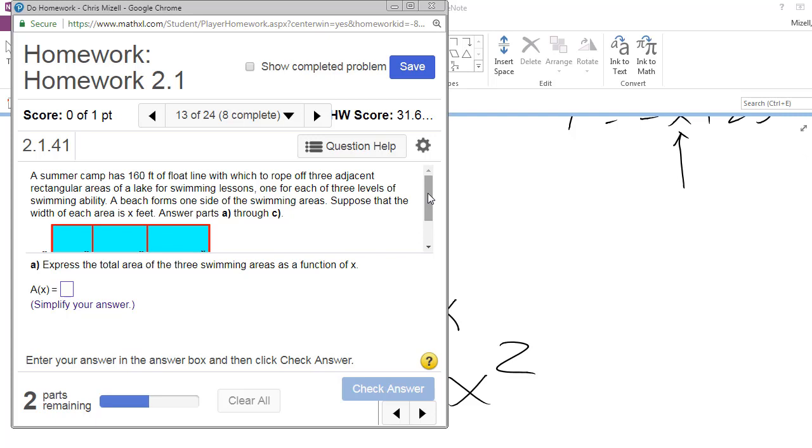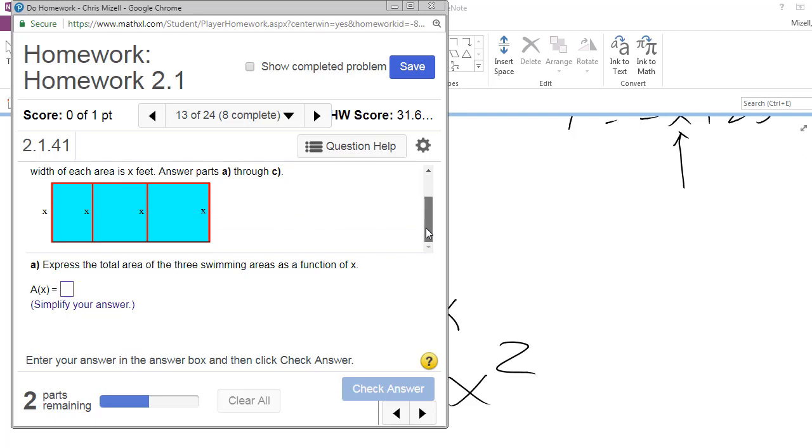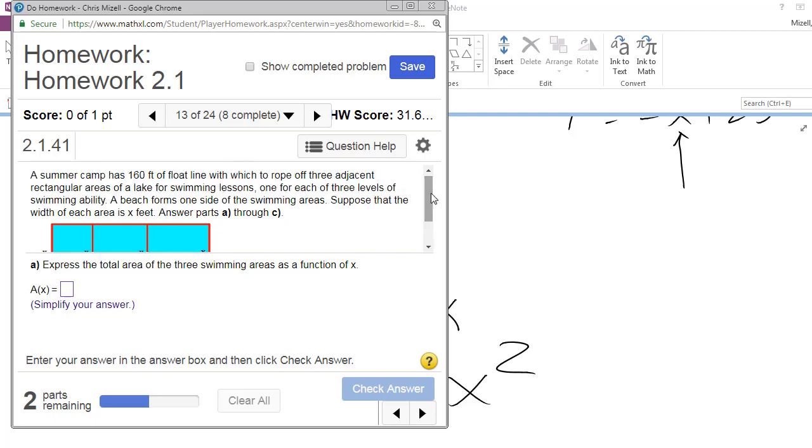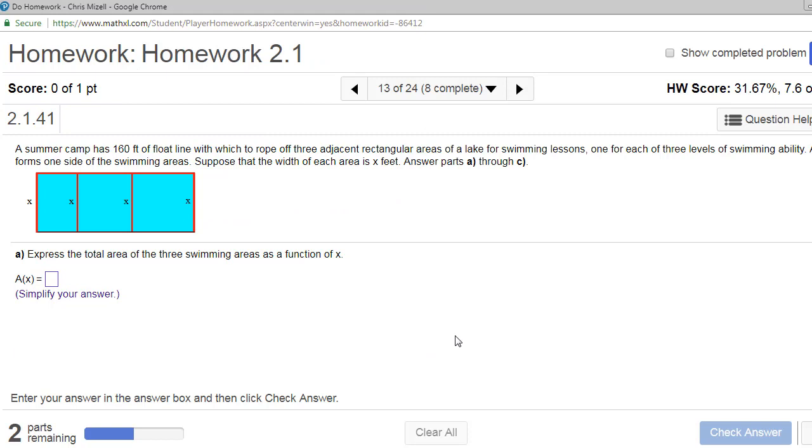A summer camp has 160 feet of float line with which to rope off 3 adjacent rectangular areas of a lake for swimming lessons, one for each of 3 levels of swimming ability. Wow. A beach forms one side of the swimming areas, so maybe we don't have to rope that off. Suppose that the width of each area is x feet. Answer parts A through C.